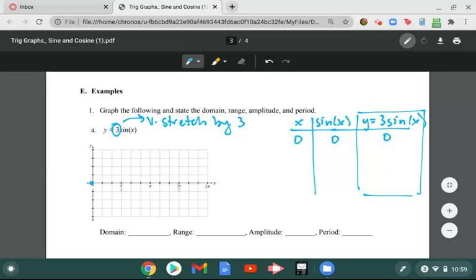Let's go ahead and skip over to pi halves. So at pi halves, the sine of pi halves is equal to 1. So 3 times the sine of pi halves is equal to 3. So let's do 1, 2, 3. So I'm going to call that 3.